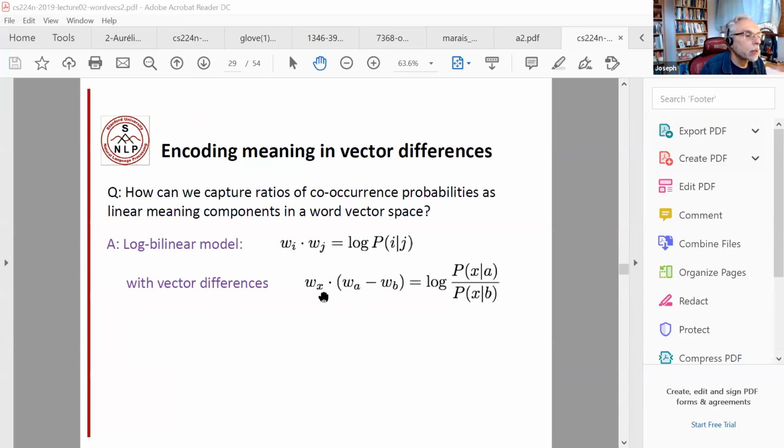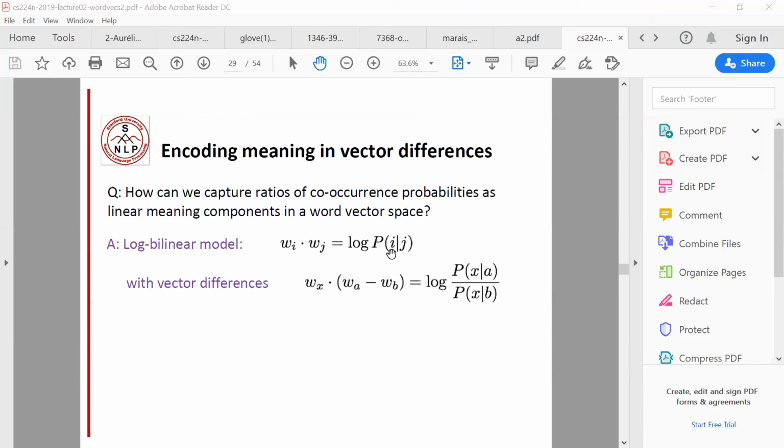W-I-W-P-I X dot W-A minus B. That's the log of ratios of co-occurrence probabilities. So linear meaning components. The W's are the words, and the dot products are... I'm not sure what to make of this expression here. I think it was about, because he was taking probability ratios, and by taking the log, now you have just subtraction of the vector. So that's how this would work.